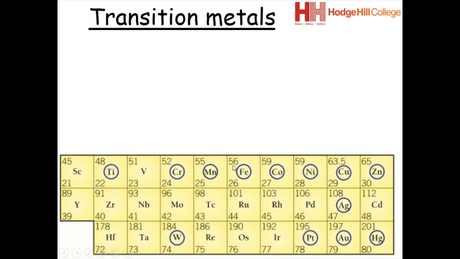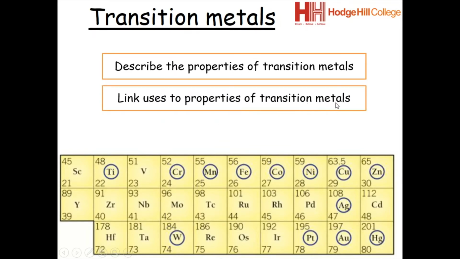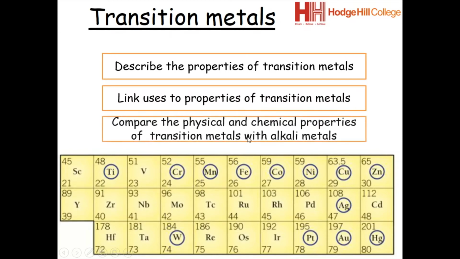So things like iron, Fe, nickel, Ni, copper, Cu. We've got silver, gold, mercury. Most of these metals are solid. The one that is not is mercury here. So in this session, we're going to describe the properties of transition metals, link uses to the properties of transition metals, and finally compare the physical and chemical properties of transition metals with alkali metals.